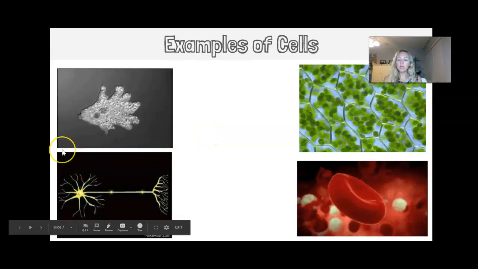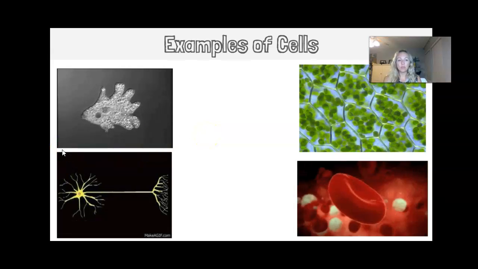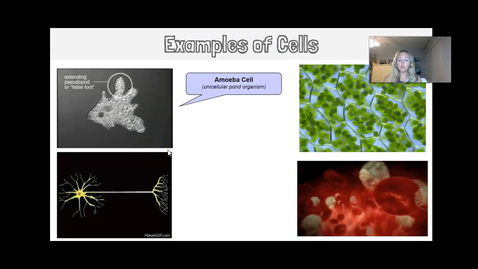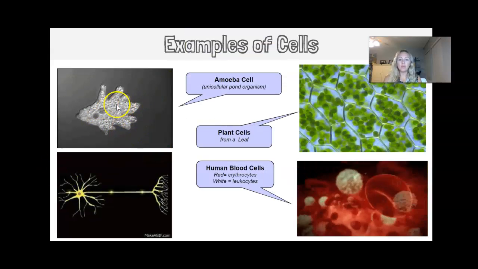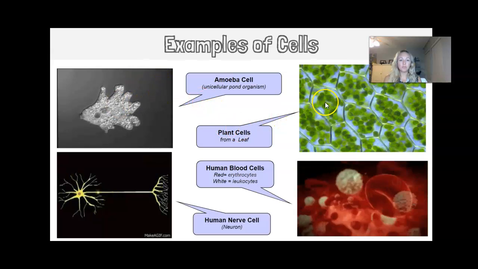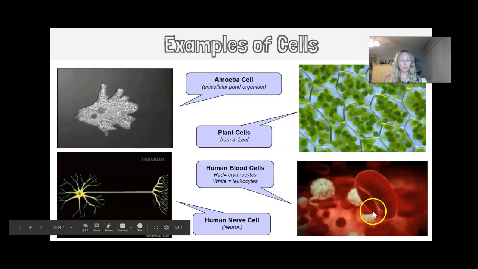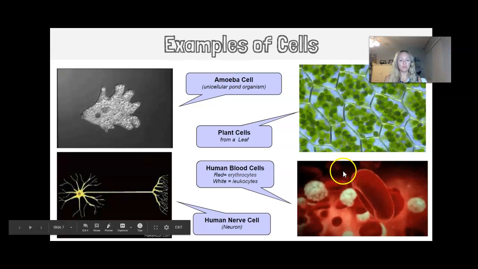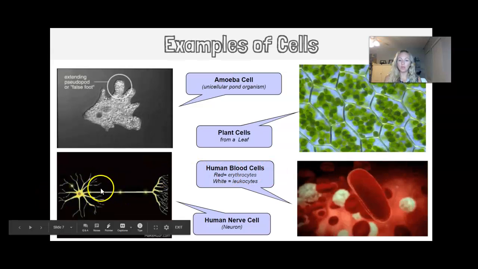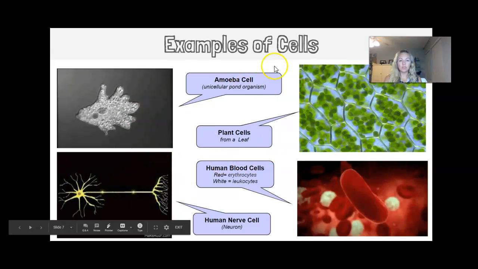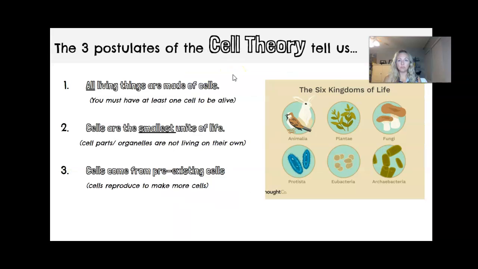We have different kinds of cells in our bodies. All right, so these are some examples of cells. I've got 4 pictures here. So this is an amoeba cell. It's a unicellular organism. This is a group of plant cells from a leaf. Here we have some red blood cells and white blood cells moving through the blood vessels in a human, and this is a human nerve cell or a neuron. Okay, so these are all some different kinds of cells.